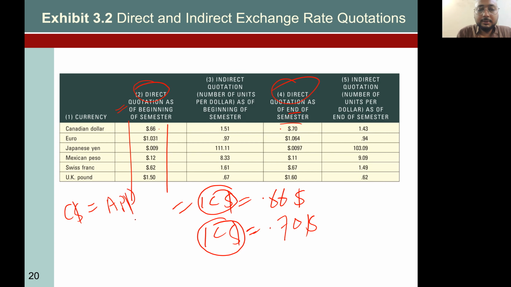consider Canadian dollar as apple and dollar as banana. So 1 apple is equal to 0.66 banana. And now same apple, if you want to buy it, you have to pay 0.77 bananas. Now you understand? It means the value or the price of the Canadian dollar has increased. The price of the apple has increased.